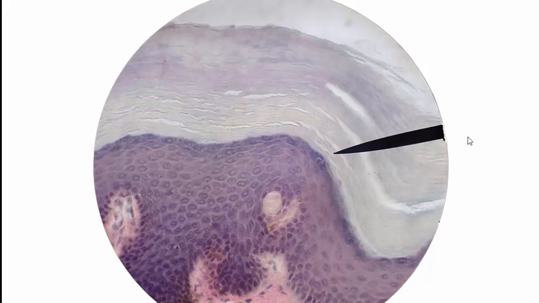Jumping around again, still in thick skin. Actually, that could have been a question. Is this thick or thin skin? Obviously thick skin. What specific layer is this? The answer to that is up here is the stratum corneum. What specific layer is the pointer pointed at? And that, I would say, is the stratum lucidum.